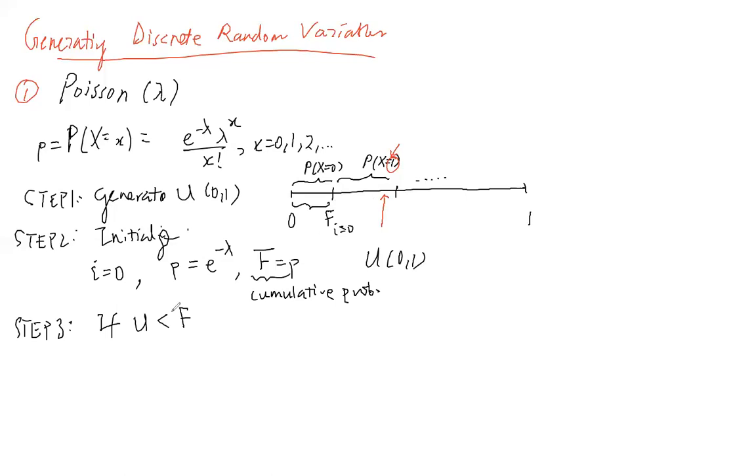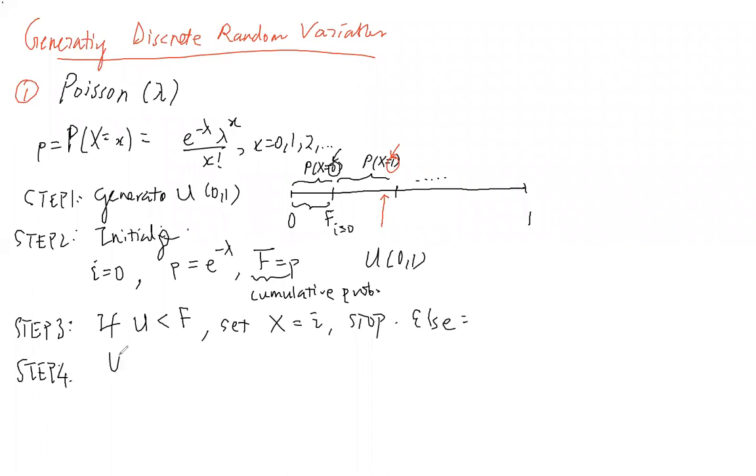This is the length. If this is true, then you just set your x equal to I. That means you take the value of I here. So in this case, your I is equivalent to your x. You set x equal to I, and then you stop. Otherwise, else, you go to step 4.